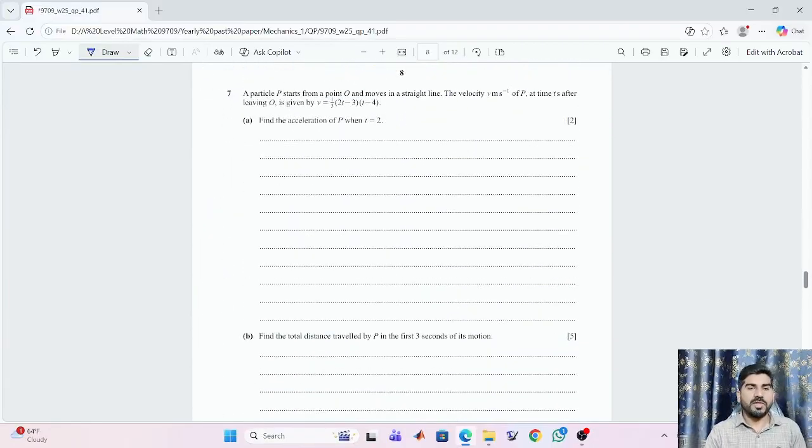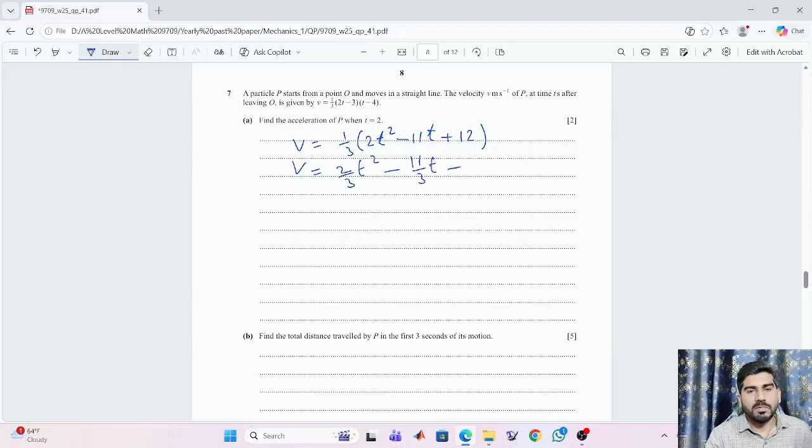Now question 7. Particle P starts from point O and moves in a straight line. The velocity is given here, which is V is equal to 1 over 3 times (2T squared, minus 8 minus 3, which is negative 11T, plus 12). We can simplify it further, and it will be 2 over 3 T squared minus 11 over 3 T plus 4.